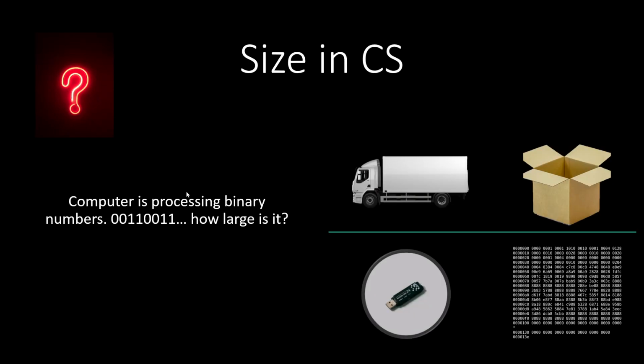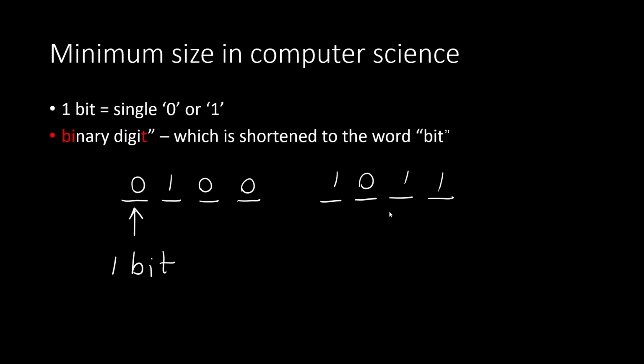Well, we know that computer files of photos, images, and sound are all made of zeros and ones. But exactly how large is it? So first of all, we are going to define a minimum size in computer science, which is called a bit. One bit is made up of a single zero or a single one.